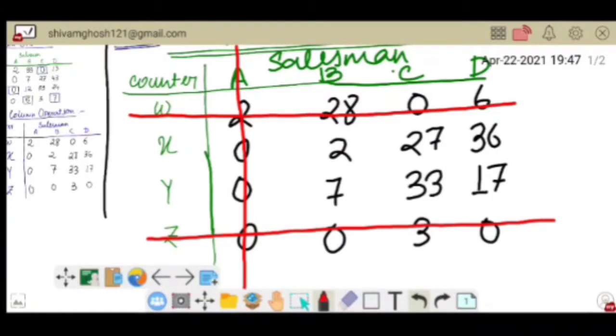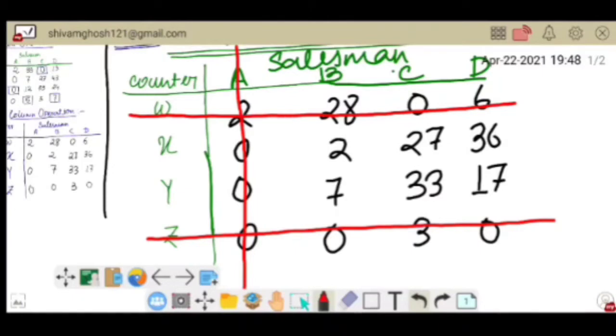Now we can see we have covered all the zeros, and here the number of rows is 4, the number of columns is 4, but the number of lines is 3. So the number of lines equals 3 and the number of rows and columns equals 4. The number of lines does not equal the number of rows and columns, because the lines are 3 and the rows and columns are 4. So this is not equal, so degeneracy arises, and allocation can't be done now.